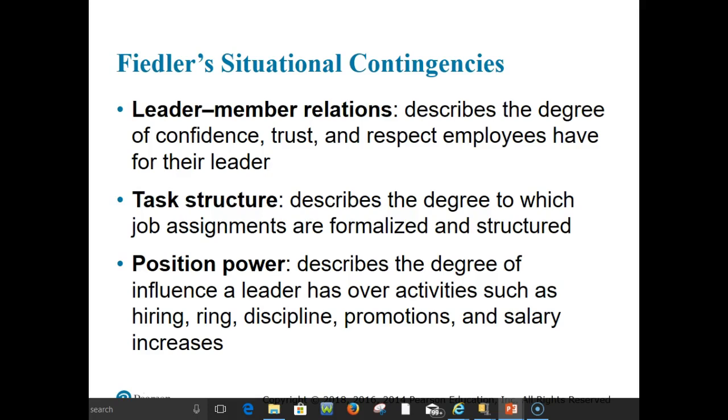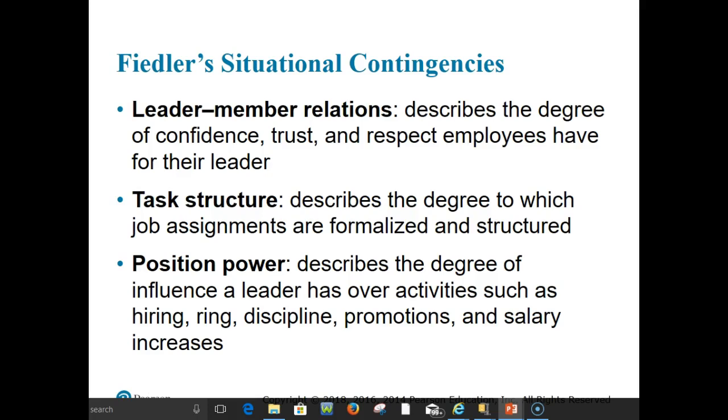So, after an individual's leadership style had been assessed through the LPC, it was time to evaluate the situation in order to be able to match the leader with the situation. And Fiedler's research uncovered 3 contingency dimensions that define the key situational factors in leadership effectiveness.